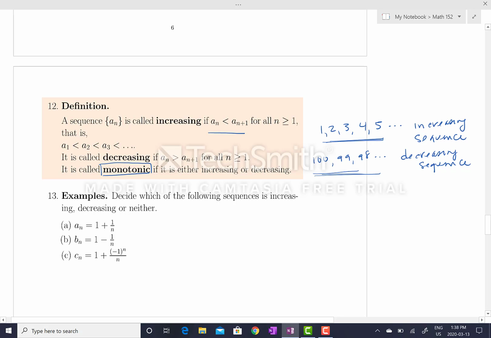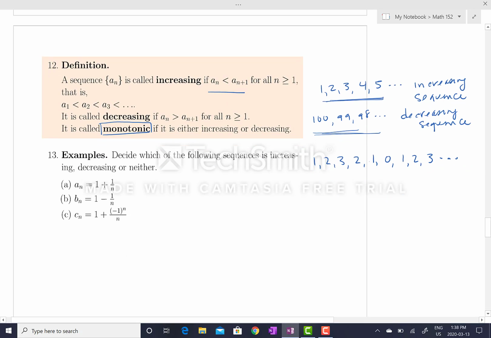Okay, what does it look like to be not monotonic? For example, this is not monotonic. That is neither increasing nor decreasing. It's a list of numbers. Sometimes it's going up, sometimes it's going down, sometimes it's going up. That is not monotonic. So we're going to take a look at these sequences here. Is it increasing, decreasing, or neither? Let's take a look at 13a.